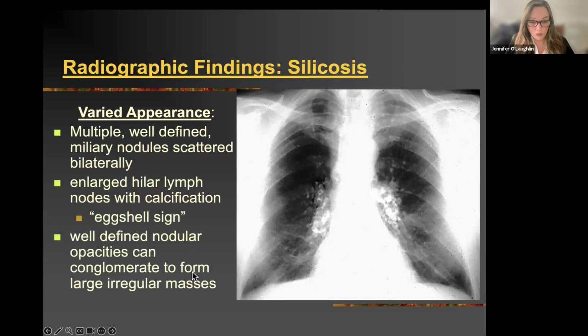And then think back to the miliary pattern. With the miliary manifestation of silicosis, if all those little nodules start to conglomerate together, they can start to stick together, and you can get one big irregular mass. As the nodules coalesce into this one mass, that can happen as well with silicosis. So you get one big, large, irregular mass.